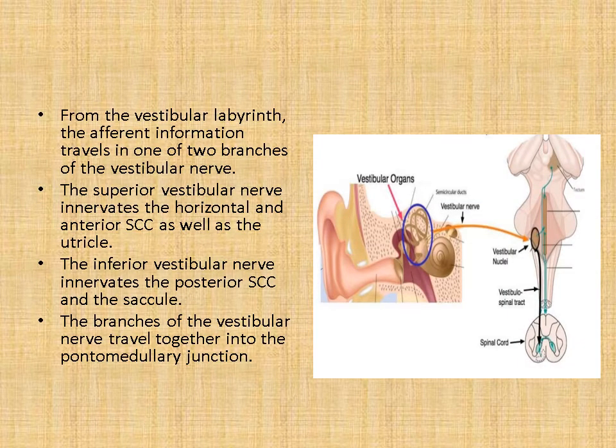Following the release of neurotransmitters from one of the vestibular organs, we will have a neural signal that will travel along one of the two branches of the vestibular nerve. The vestibular nerve has two branches, the superior vestibular nerve and the inferior vestibular nerve. The superior vestibular nerve innervates the anterior and the lateral semicircular canals and the utricle, whereas the inferior vestibular nerve innervates the posterior semicircular canal and the saccule. The two branches travel and project to the brainstem, to the pontomedullary junction, and to the cerebellum.